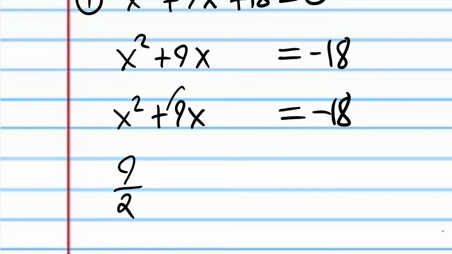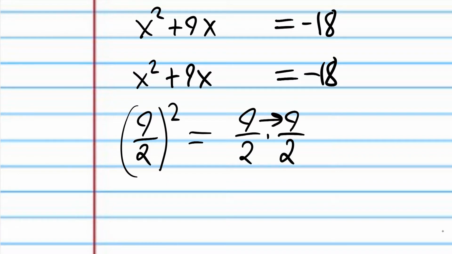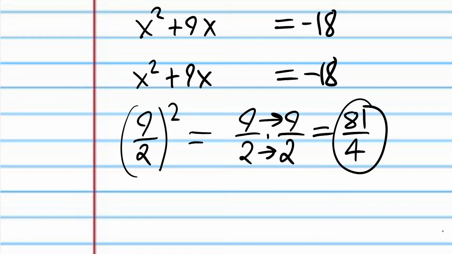But remember, you have to divide this number by 2, then you have to square it. Now, when you square that number, that's the same thing as just multiplying 2 fractions. And remember, when you multiply fractions, you just multiply straight across. 9 times 9 is 81, and 2 times 2 is 4. That is the number that we're going to add to both sides of the equation.